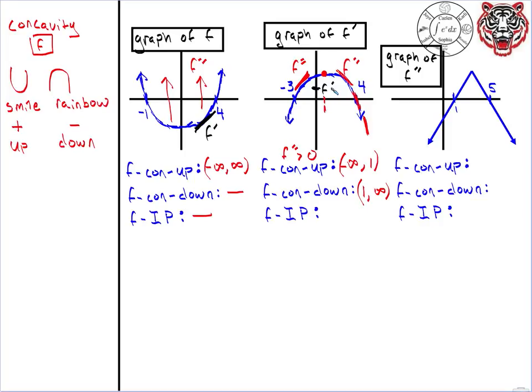Are we getting this? Nods heads? Okay. So where's the inflection point then? 1. All right, so at x equals 1. Because that's where it changes between a positive slope and a negative slope, or from a negative to a positive if we looked at a different graph.